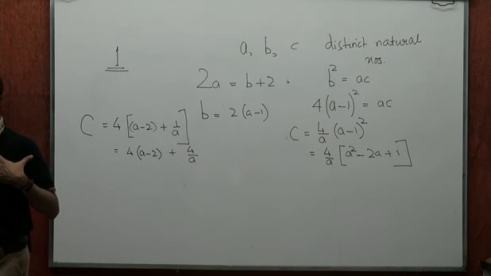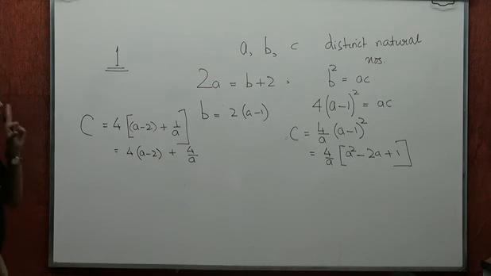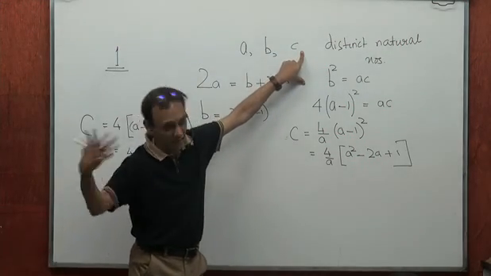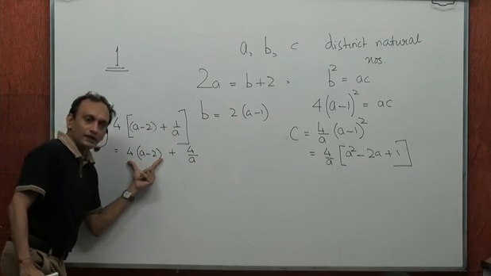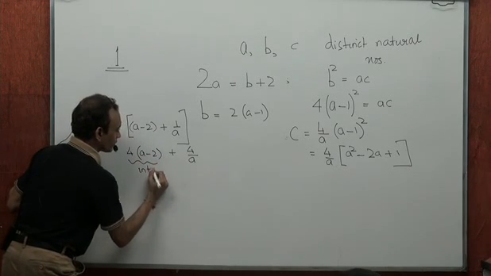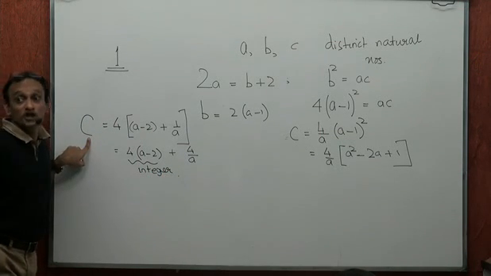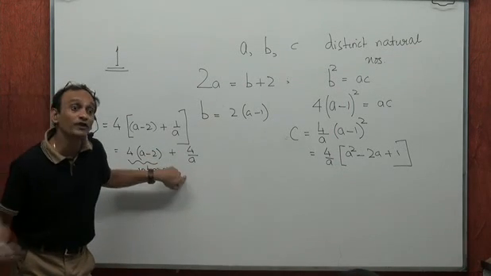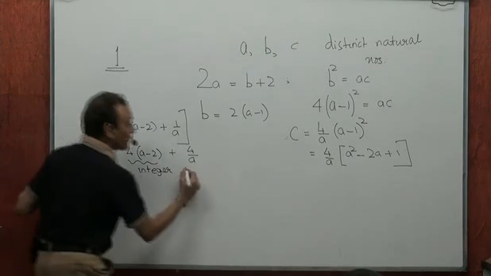Now, we will have to start deploying the conditions given. Do you realize that if a, b, c are integers, then 4 into a minus 2 will be an integer, clear? Now, C is an integer. So 4 by a would have to be an integer, yes or no? Because integer plus integer would be an integer. So 4 by a would have to be an integer.